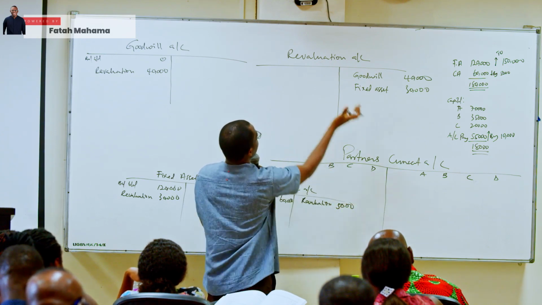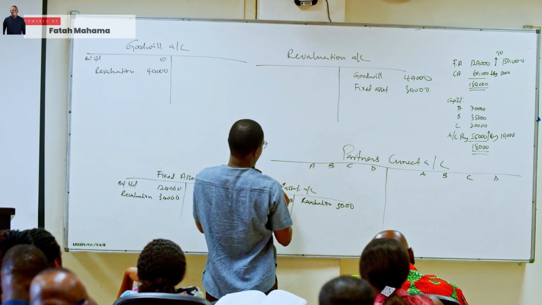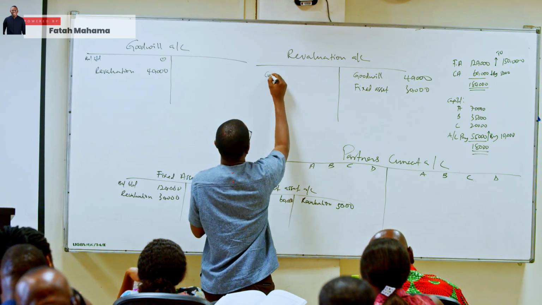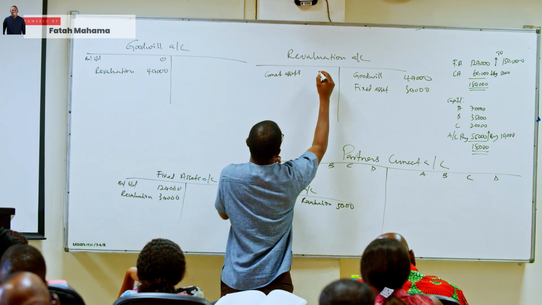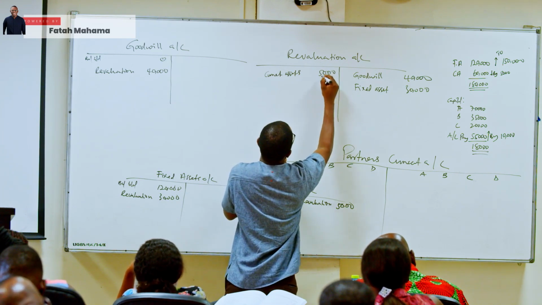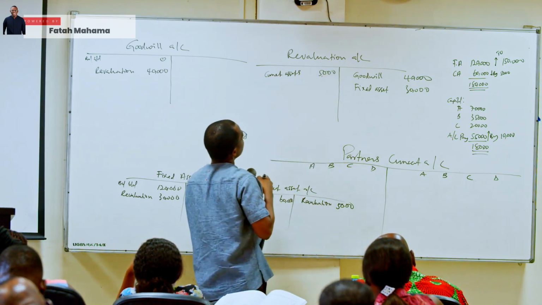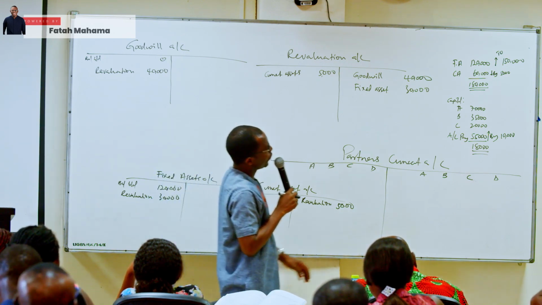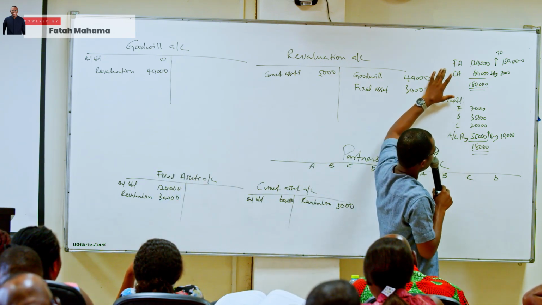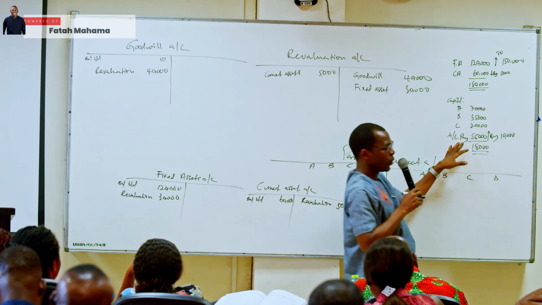One credit, one debit. Description being what? Current assets. 5,000. Are we good? So we've dealt with this, we've dealt with that. The only one left is what?